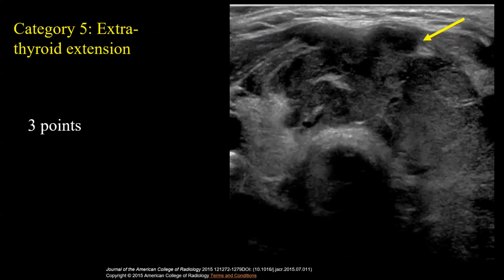And then finally, extrathyroidal extension, where essentially you're losing the fat plane between the thyroid gland and the strap muscles, and it's turning into one big mush. So this is obviously extensive disease.